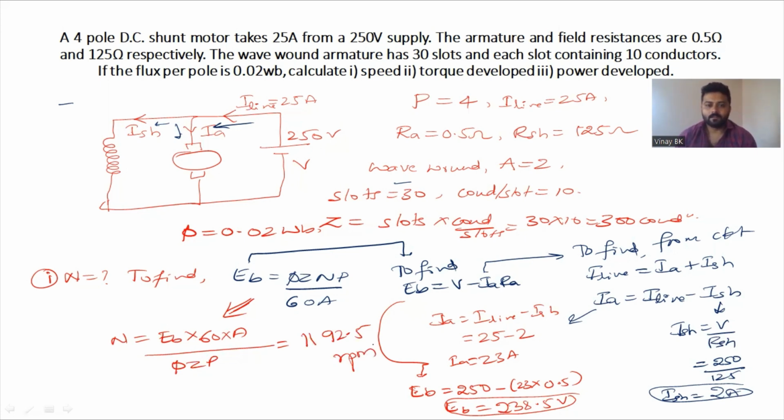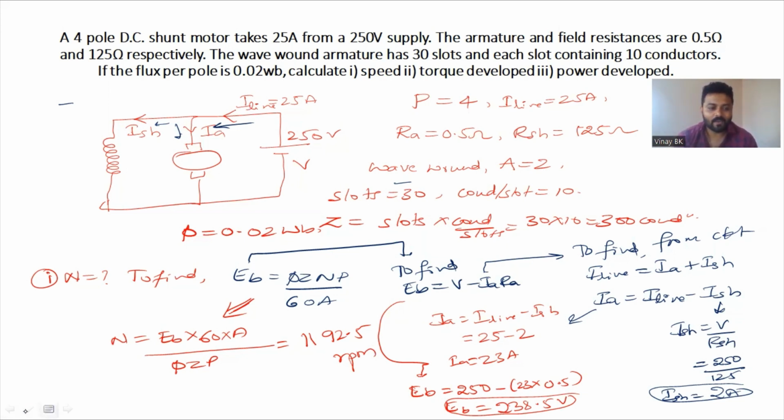Okay. So with the help of the given data, to find N, you should find the value of EB, where EB is given by V minus IA RA. To find EB, you should get the value of IA, where IA is given by I line minus ISH. To find ISH, V by RSH, by substituting all, you get the value of IA, that is 23 amperes. Then we get the value of EB, that is 238.5 volts. By substituting all these values, you get the speed, that is 1192.5 RPM. Okay. So next they asked you to find the torque developed. You can take a screenshot, or if you're understanding, that's fine, no problem. Just you should know how to get the value of speed.